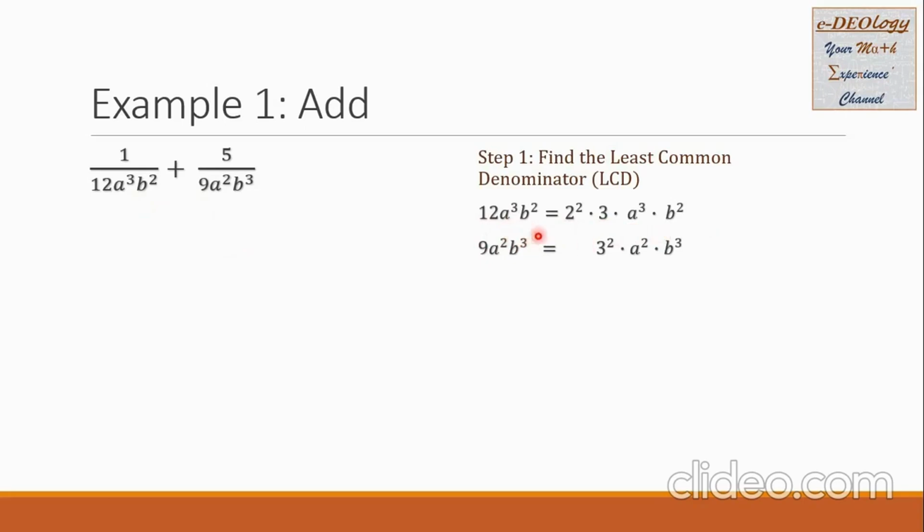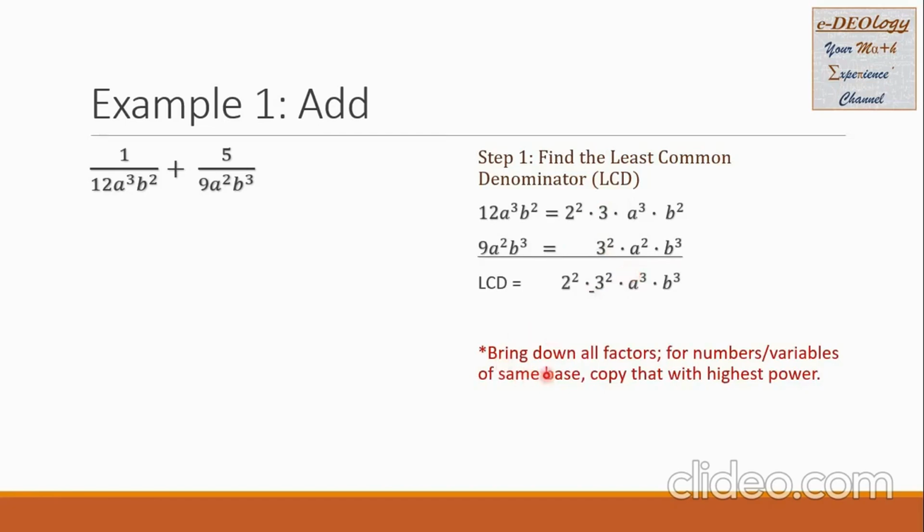So the 12a cubed b squared is equal to, for the 12, 2 squared times 3, times a cubed times b squared. For 9a squared b cubed, it is now factored into 3 squared times a squared times b cubed. By the way, we are putting the common factors in one column. You see here, we put the factors of the same base in a column.